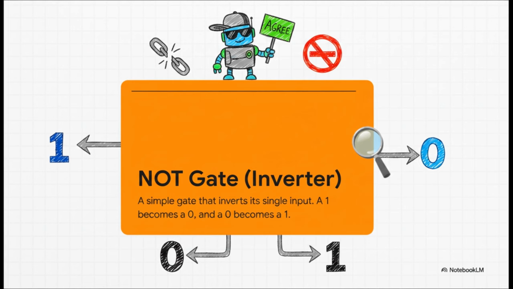And then we have the simplest of them all, the NOT gate. People usually call it the inverter because that's literally all it does. It takes one input and just flips it to the exact opposite. It's kind of the rebel of the group.